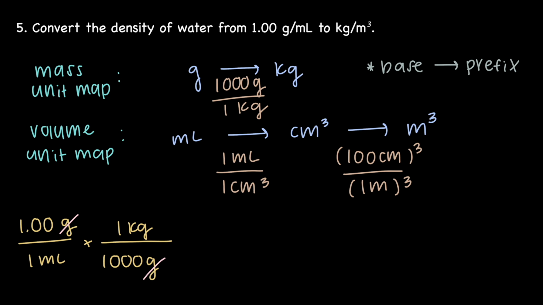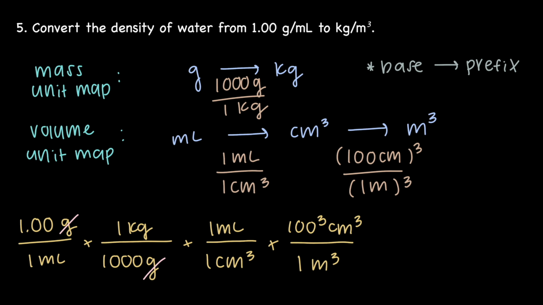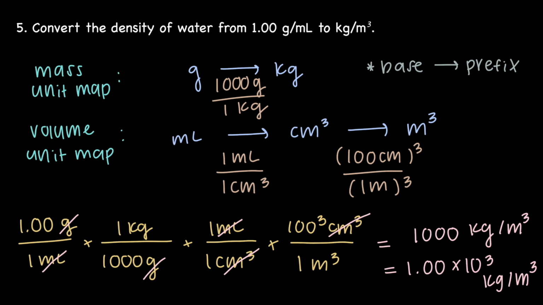We can now look at converting milliliters to cubic centimeters. In the next fraction, 1 milliliter goes on the top and 1 cubic centimeter goes on the bottom. In the next fraction, 100 cubed centimeter cubed goes on the top and 1 meter cubed on the bottom. Milliliters cancel out and cubic centimeters cancel out, and we are left with cubic meters on the bottom. Multiplying and dividing all values, we get 1,000 kilograms per meter cubed, or 1.00 times 10 to the third kilograms per meter cubed with the correct number of significant figures.